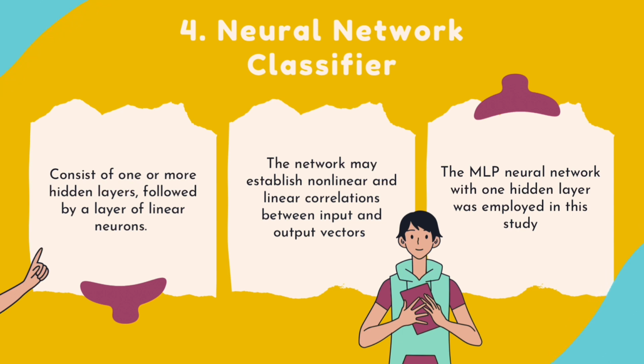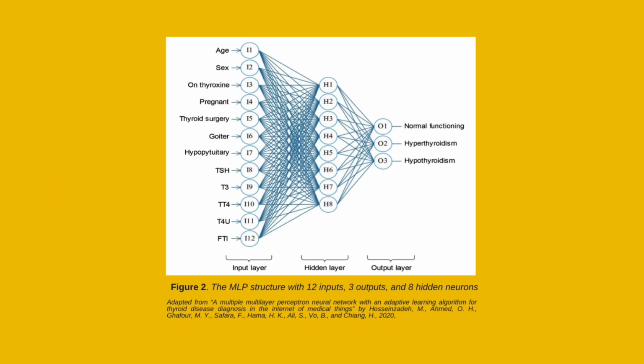With more than one hidden layer, classification accuracy may have improved. Nevertheless, overtraining is required, which results in overfitting. This figure shows the MLP structure with 12 inputs, 3 outputs, and 8 hidden neurons.